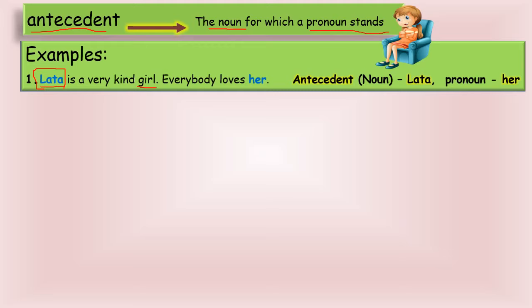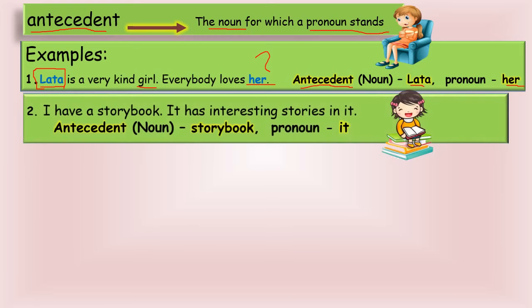Whom does everybody love? Her. Who is her here? Lata is her here. So Lata will be what? Antecedent. And the pronoun we have used for Lata is her. Clear? Now let's take one more example.